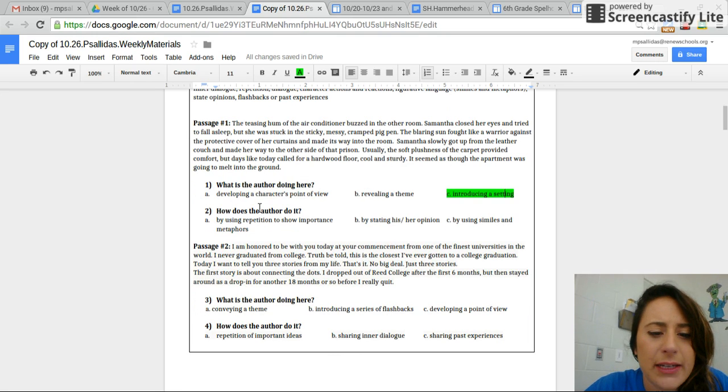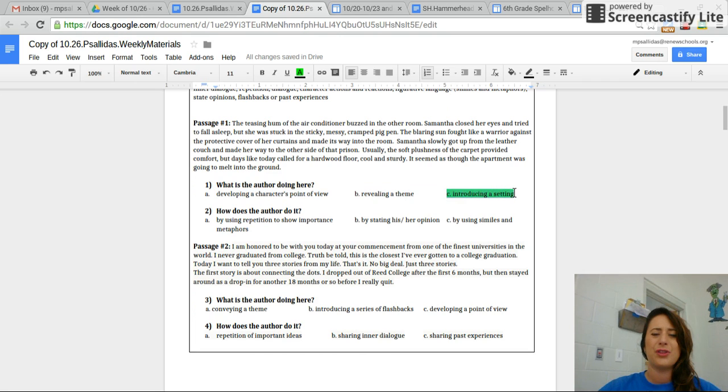Now, how does the author do it? So when we're thinking, I read passage 1 and I know that my author is, for the first time, telling me the where and when of this text, what has the author done in order to convey, to introduce that? Has the author A, used repetition to show importance, B, stated his or her opinion, or C, used similes and metaphors? Unpause and you've got the answer. Yeah, this one is using similes and metaphors.